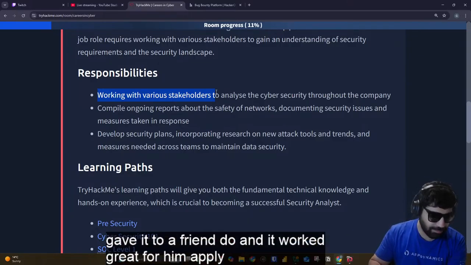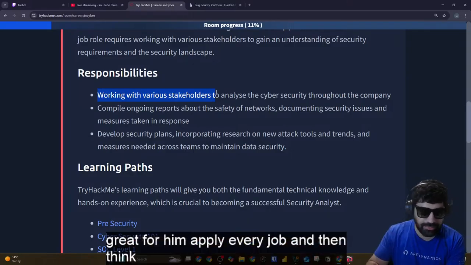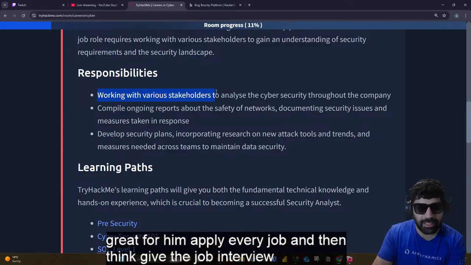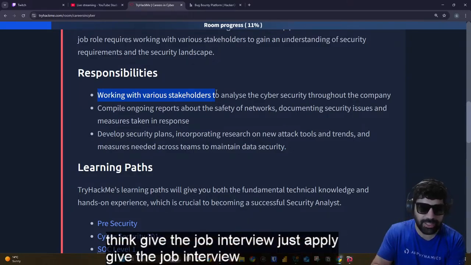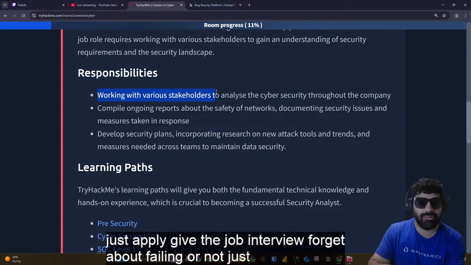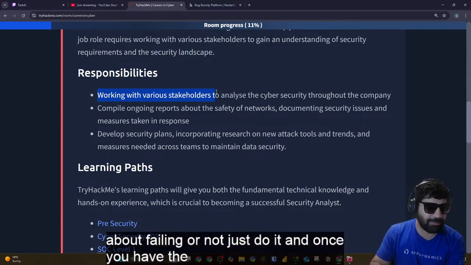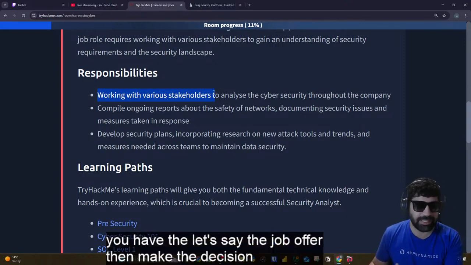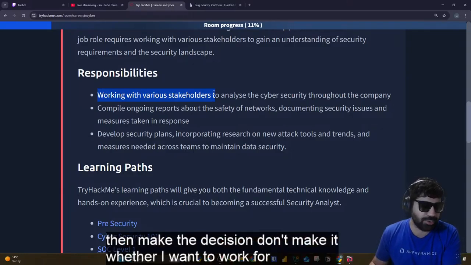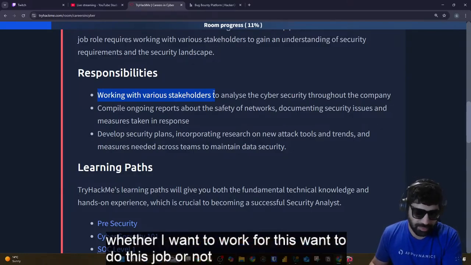Apply to every job, and then think. Give the job interview, just apply. Forget about failing or not. Just do it. And once you have the job offer, then make the decision. Don't decide whether you want to work for this company or do this job before even going for the interview.